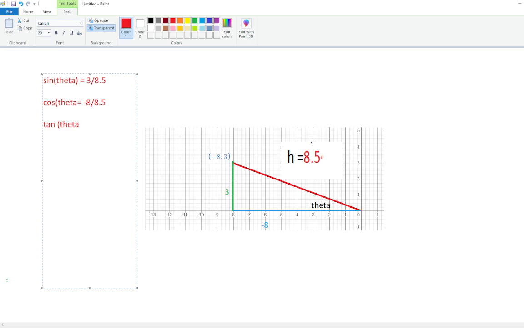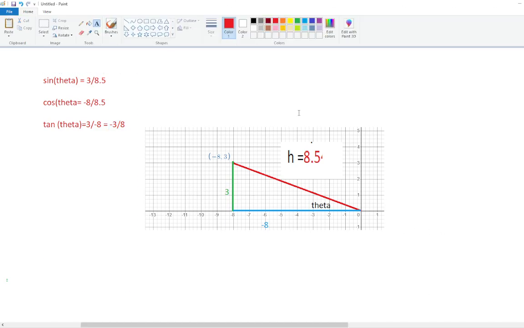So that's going to be 3 over -8, which is the same as -3 over 8. You usually put the negative at the top. Notice that my sine is the only thing that came out positive. My cosine came out negative, because -8 divided by positive 8.5 will be negative. And this will also be negative, which is why in the CAST system, only sine is positive here. It's because hypotenuse and opposite are positive in this quadrant.